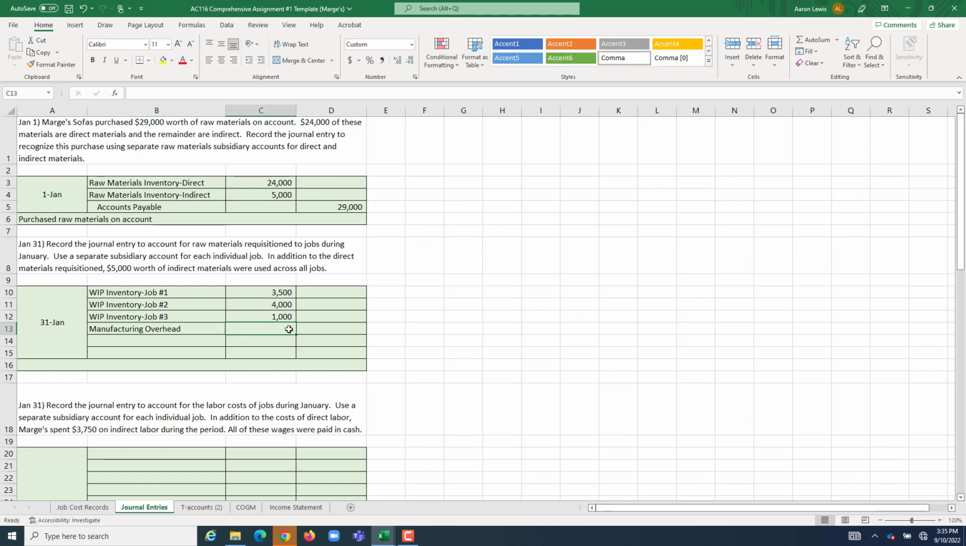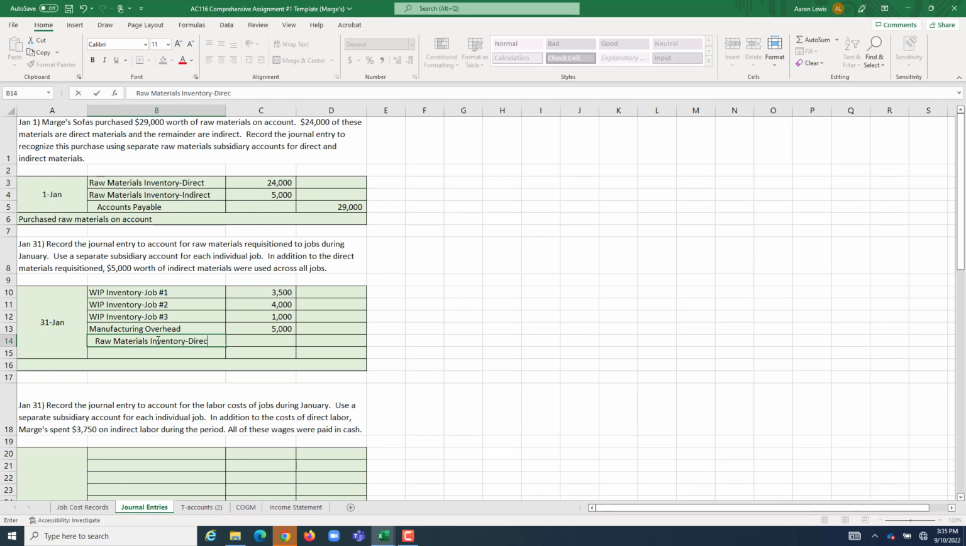So let's put that $5,000 of indirect materials into our manufacturing overhead pool. What's it coming out of? It's coming out of our raw materials accounts. So let's have a credit to raw materials inventory, reducing the value of this asset account.